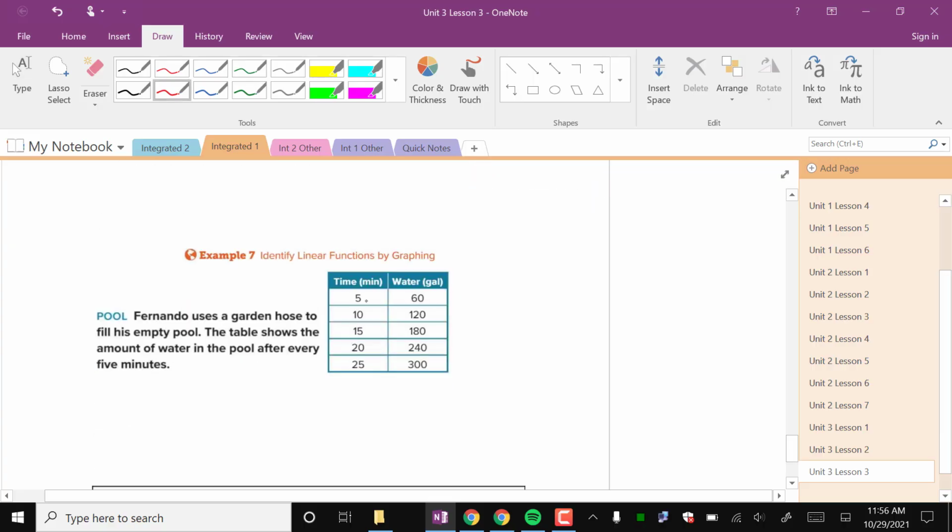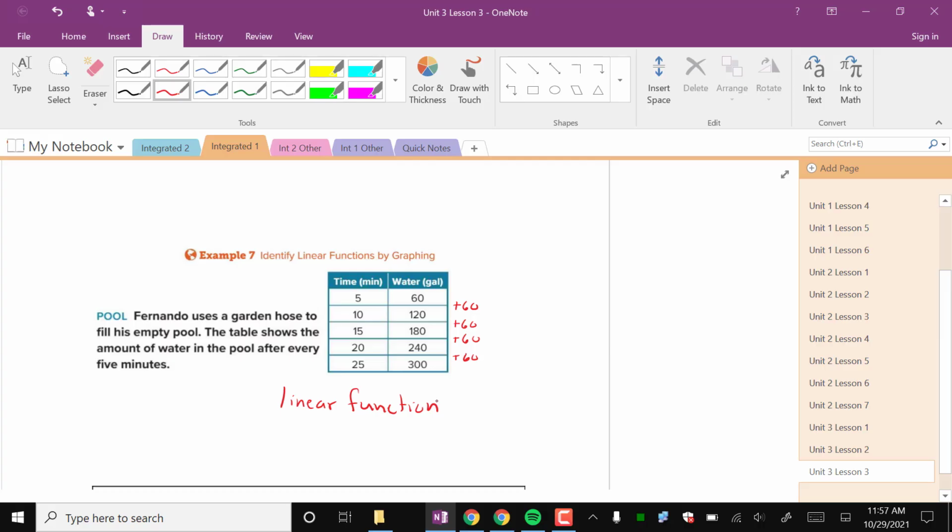Now let's take a look at this one. We're using a garden hose to fill an empty pool. The table shows the amount of water that's being added every 5 minutes. So the jump from our first to our second is 60. From our second to our third is 60. Third to fourth is 60. And fourth to fifth is 60. So each jump here is the same. That means we have a linear function. Whereas in example 6, they weren't the same. That's why it was a nonlinear function.